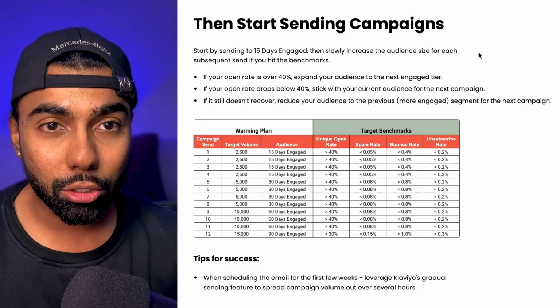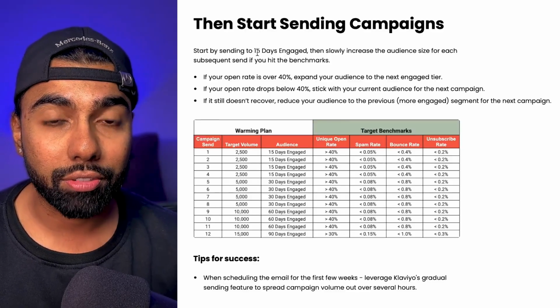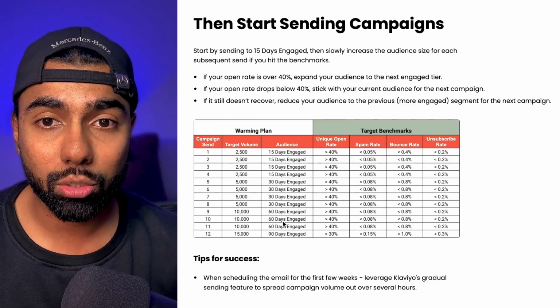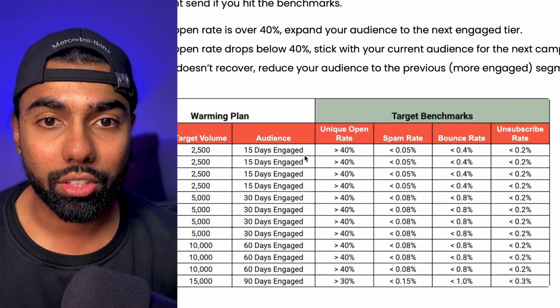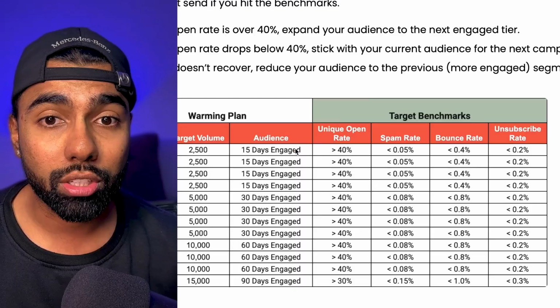So you need to send at least 2 email campaigns a week, but you can even send 3, and you want to start by only sending to the 15 days engaged segment. So I've shared this warming up plan of exactly what you want to do. The first campaign that you send, you only want to make sure you send it to the 15 days engaged audience, and you want to do this for 2 weeks.